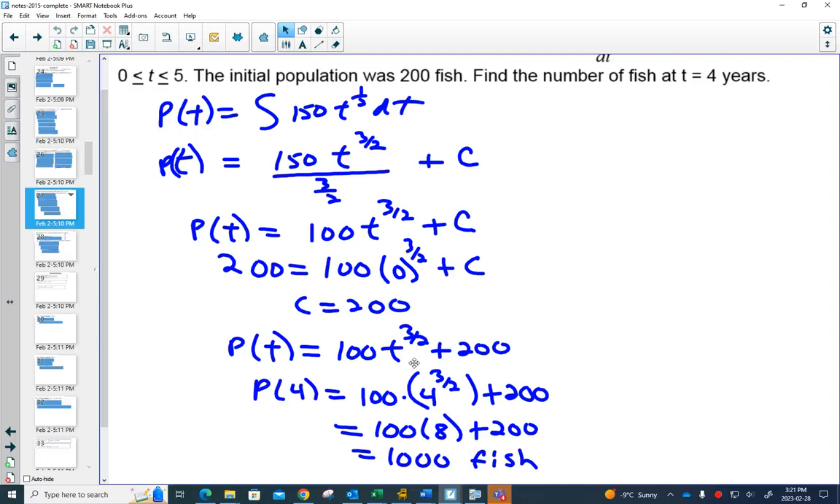Here is the rest of the work for the first one. Does it make sense when the initial population you'd put in a 0 for time? The initial part was driving you crazy. I know, initial.